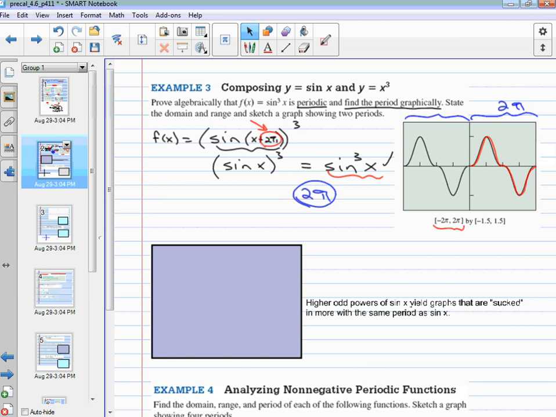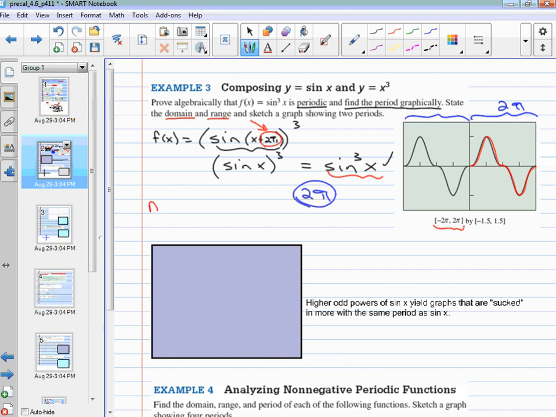All right, we're in the middle of example number 3. We figured out it was periodic by adding a value 2 pi that, when I simplified it, reduced back to my original equation. Graphically, we looked at it, and it repeats itself twice in this 4 pi length, so the period is 2 pi. Then it says state the domain and the range, and sketch 2 periods of it. Well, we did 2 periods of it when we looked at the graph.